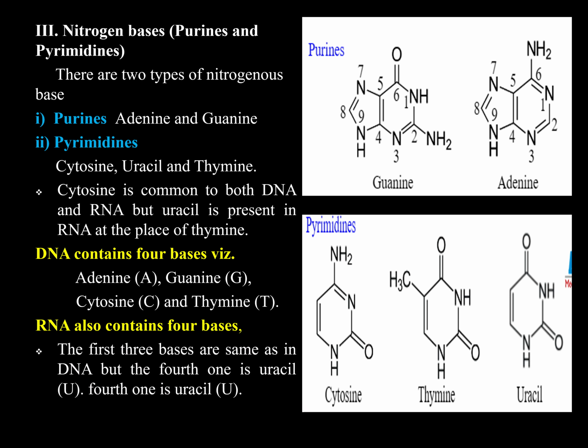The third compound is the nitrogen bases. Nitrogen bases are of two main types: purine and pyrimidine. Purines are double ring structures and pyrimidines are single ring structures. The purines are adenine and guanine. The pyrimidines are cytosine, thymine and uracil. Cytosine is common in both DNA and RNA. Thymine is present mainly in DNA, while uracil is present mainly in RNA. This point is very important for exams.